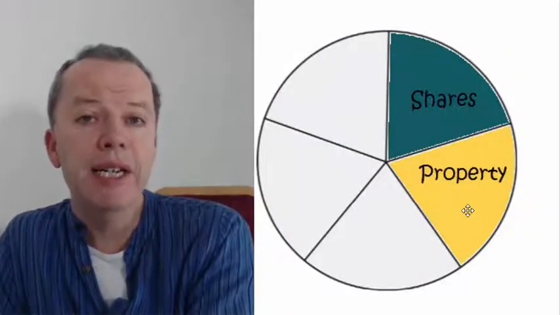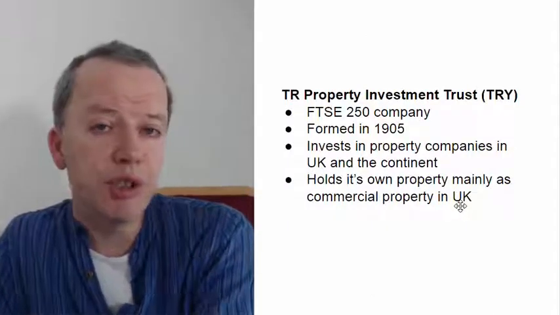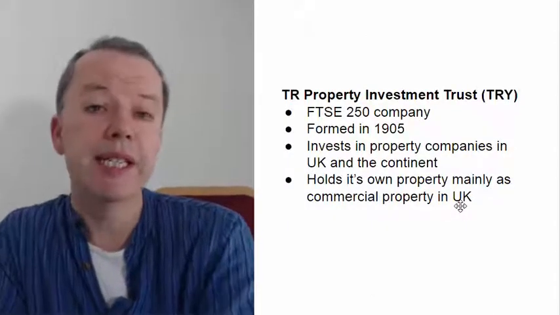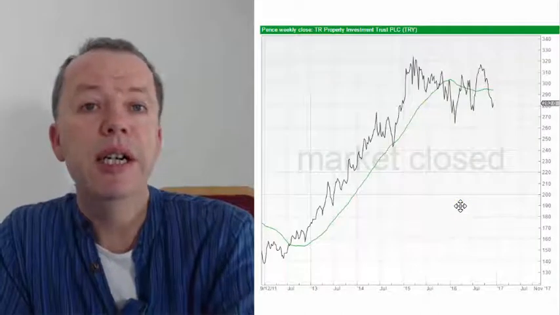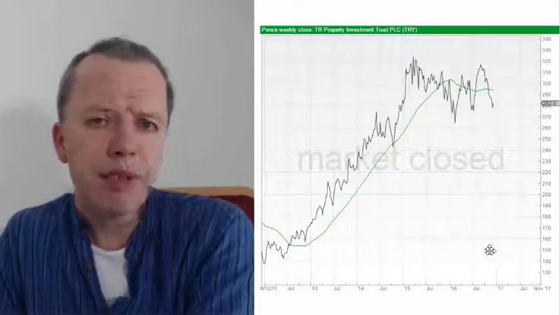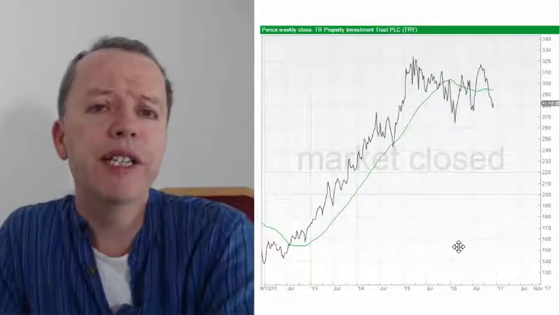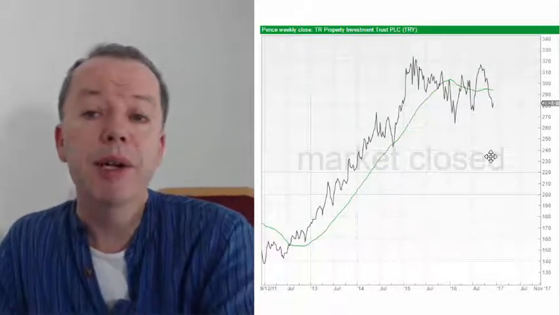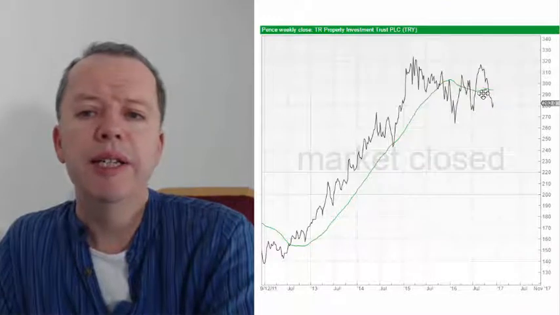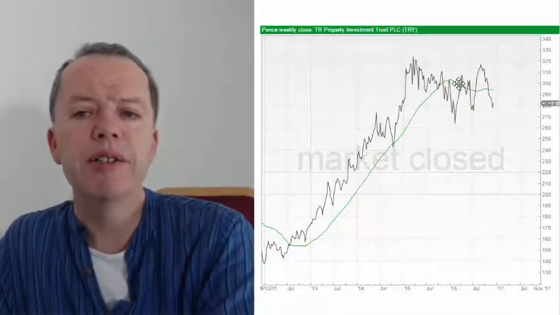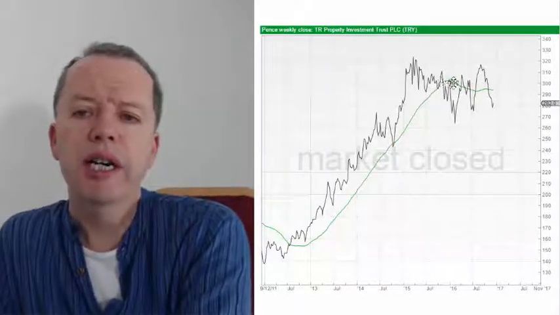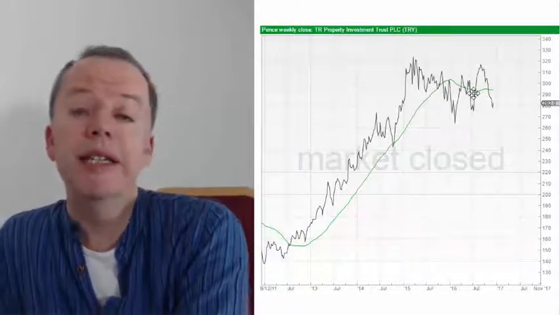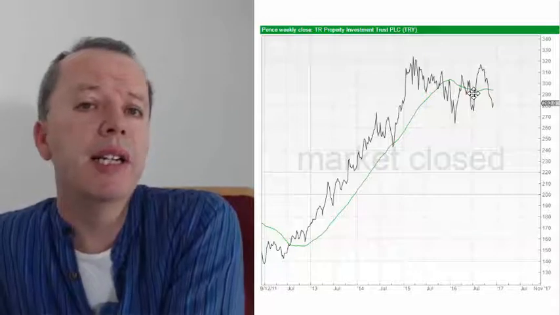Let's look at property now, and I use the TR Property Investment Trust to have exposure to property. This has both UK and continental Europe property, so it's a big investment trust. It is listed in the FTSE 350, so it's a big company, and at the moment the price is below the average for the year. It's been chopping around quite a lot over this past year. It's been rather difficult to trade because it's not trending, and that's what my system is all about. I like to pick up trends.